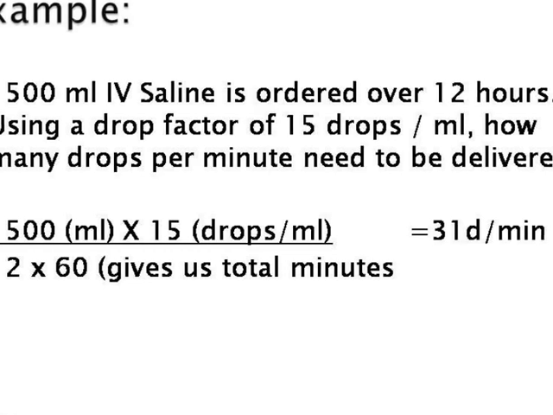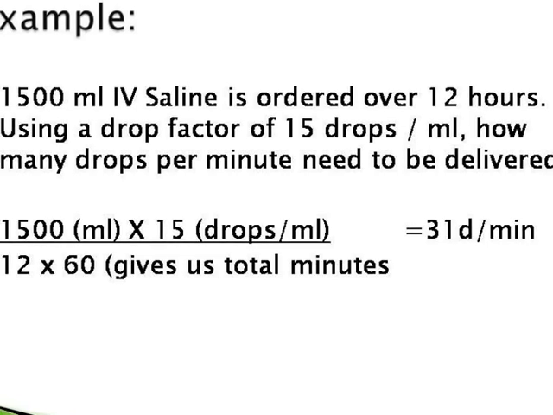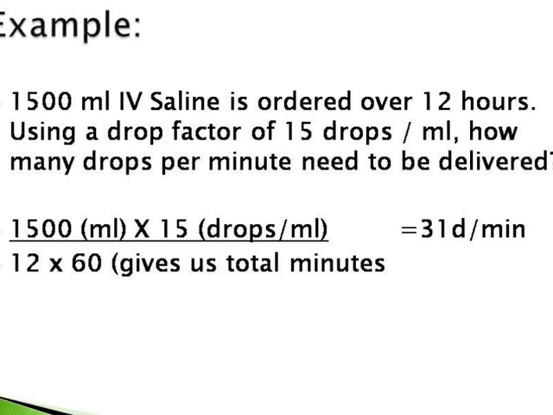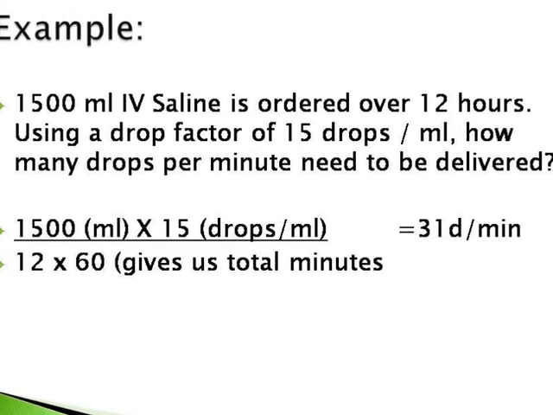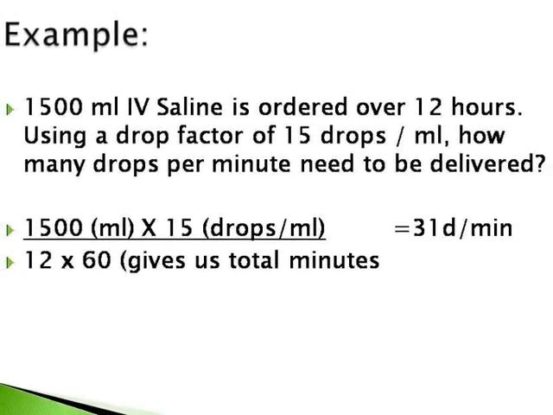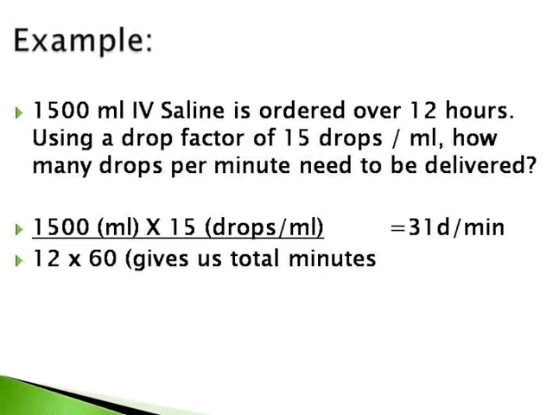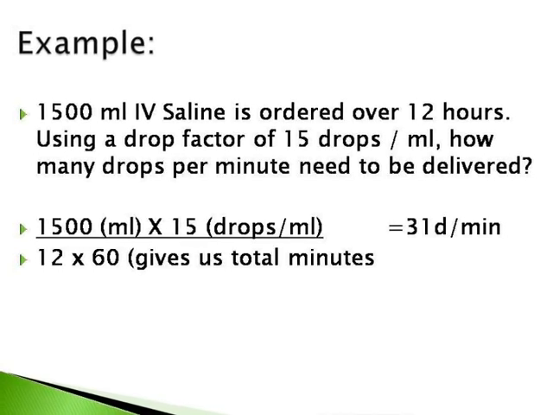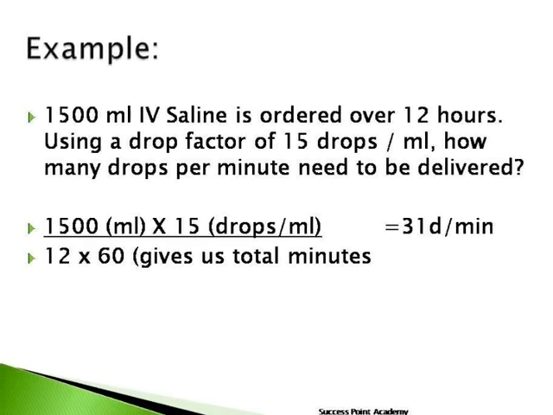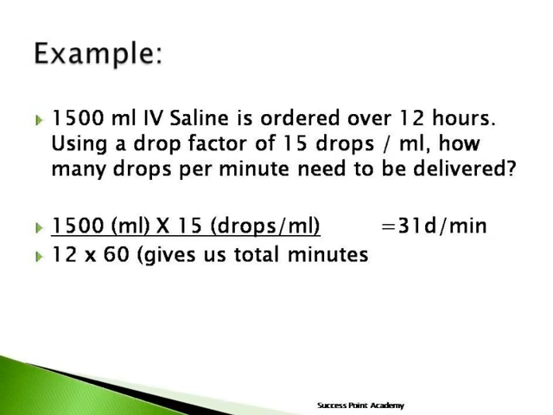Example: 1500 ml IV saline is ordered over 12 hours using the drop factor of 15 drops per ml. How many drops will you set per minute? Here the drop factor is given, so again we apply the same formula: 1500 multiplied by 15, divided by 12 into 60. Over 12 hours they have ordered, and in 1 hour we have 60 minutes, so 12 into 60 gives the total time in minutes. Here we get the answer 31 drops per minute. You must note one thing: the answer should always be a whole number, not a decimal.